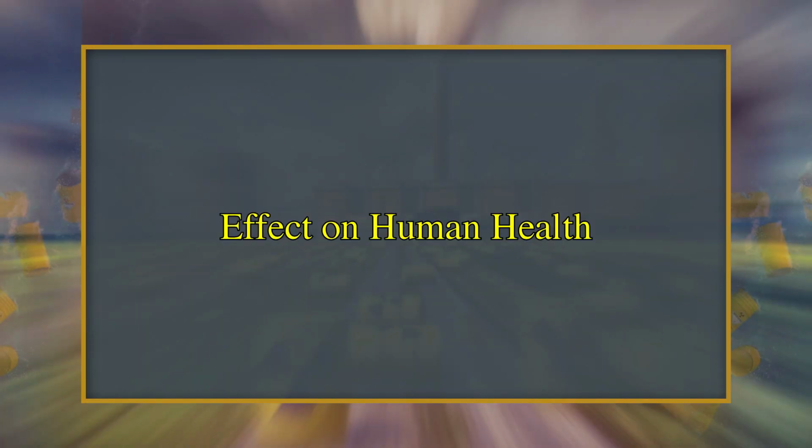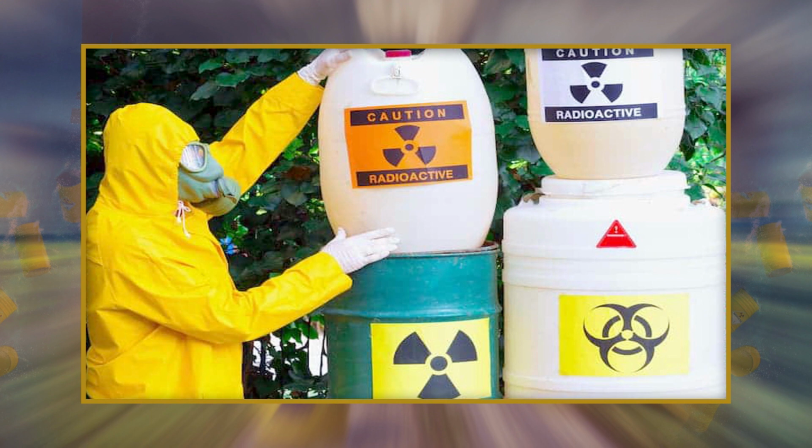Now, dear students, we will be talking about the effects of these radiations on human health. Studies have shown that the health effects due to radiations are dependent on the level of dose, kind of radiation, duration of exposure and types of cells irradiated.